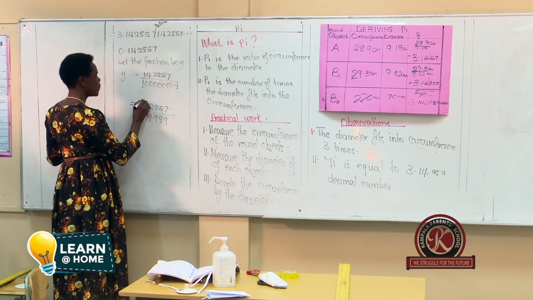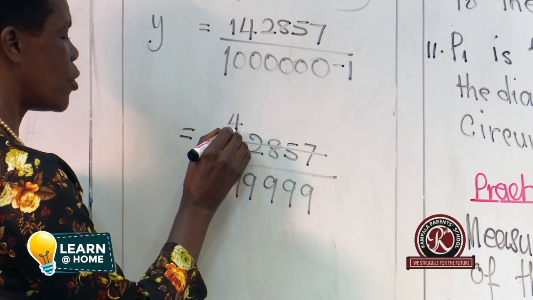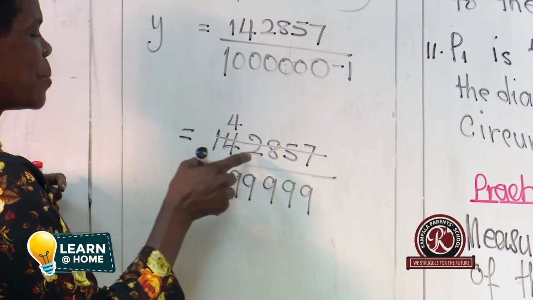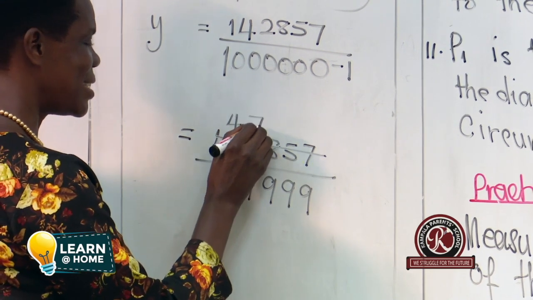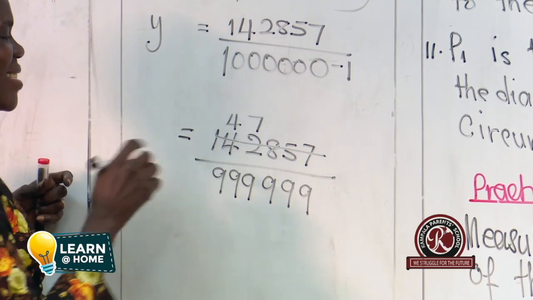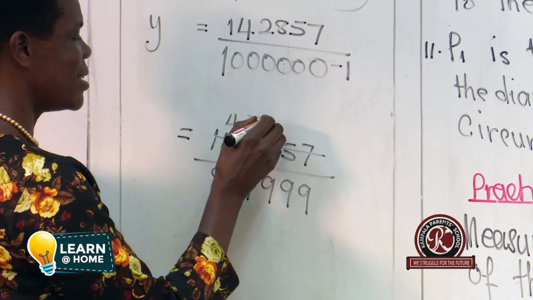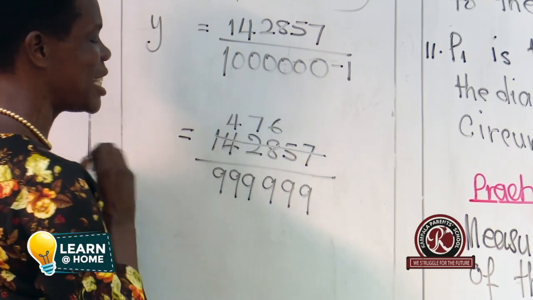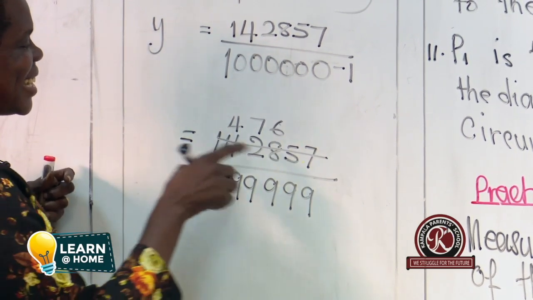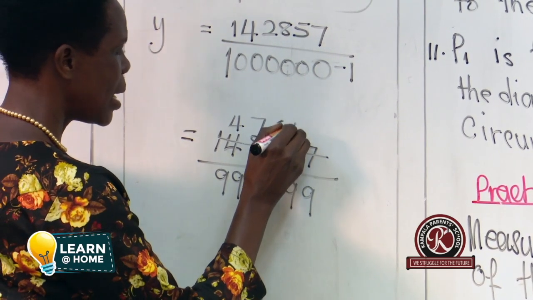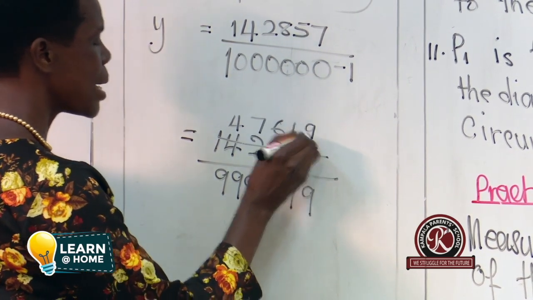We get here 4 for 12. Remain 2. We bring this one. Get here 7 for 21. Remain with 1. Bring this to get us here 6 for 18. Then here what do we get? 1 and then 9.